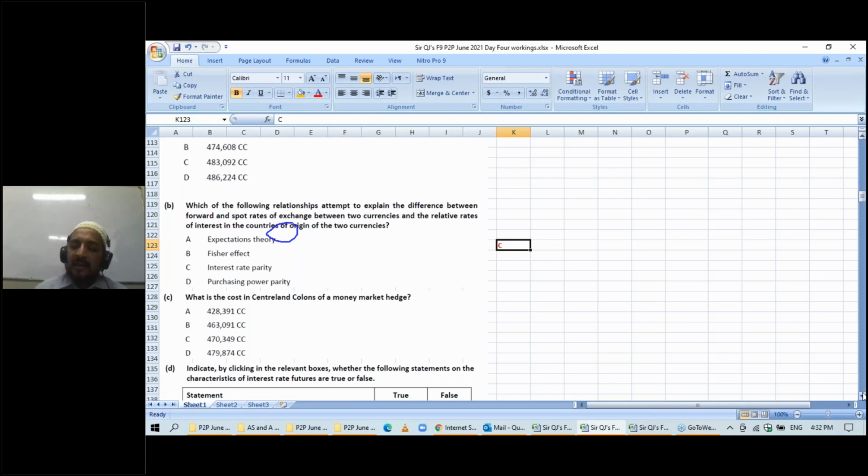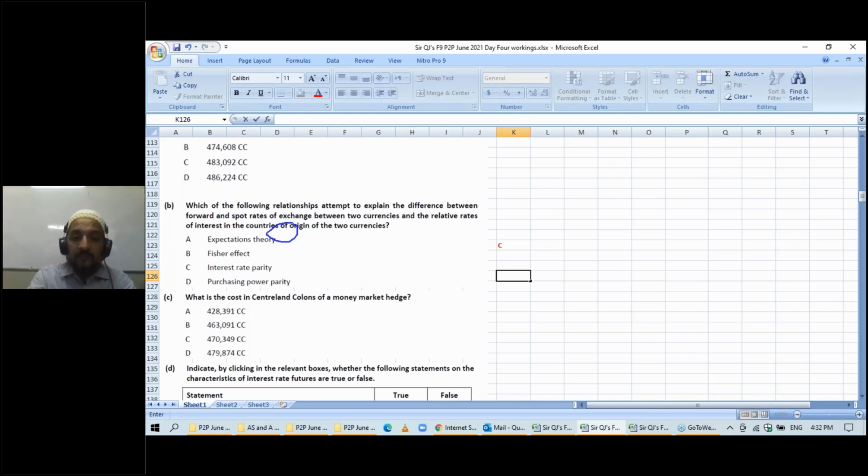So as I said, in case of money market hedge, what will you do first? You will lend the foreign currency. Now, how much foreign currency will be lent? Present value of the actual amount that will be paid, right? So first we will calculate the present value of the actual amount to be paid. Okay, so let me write the steps as well for you to follow afterwards.